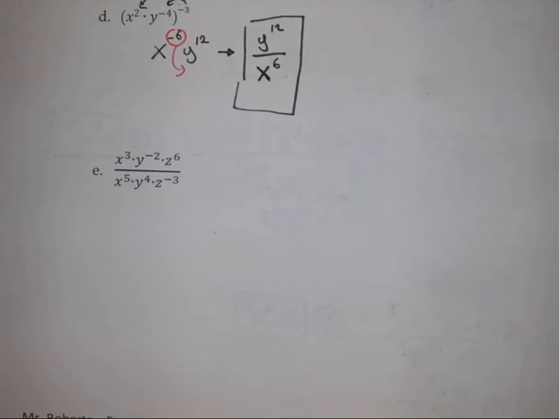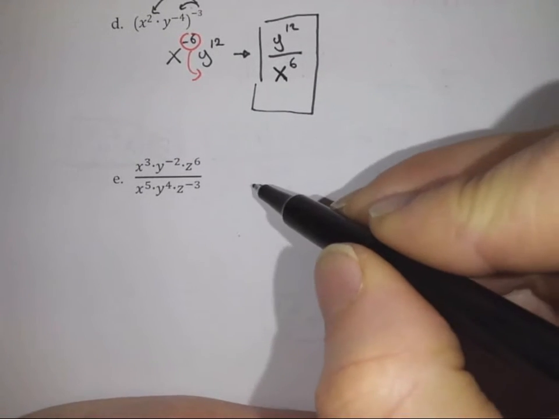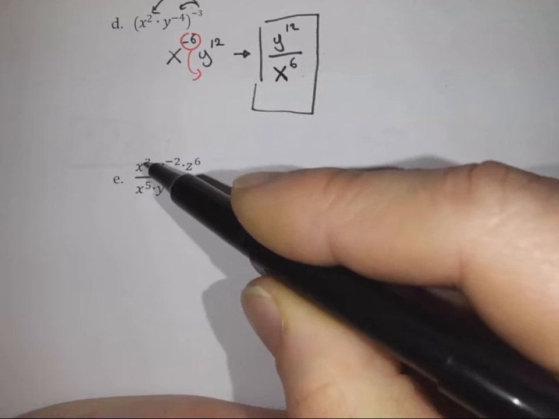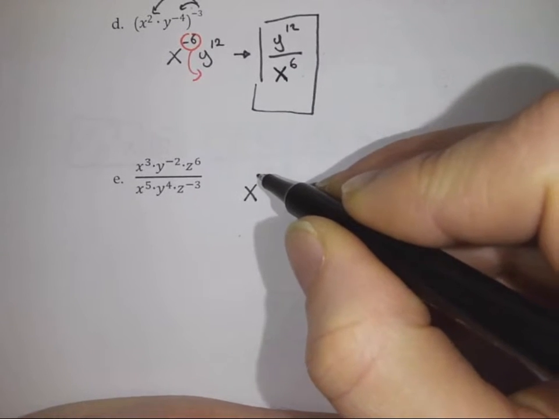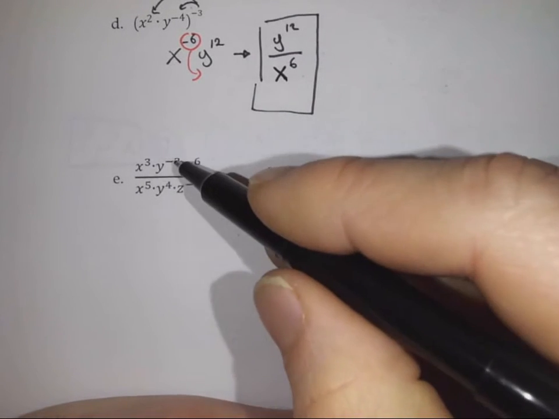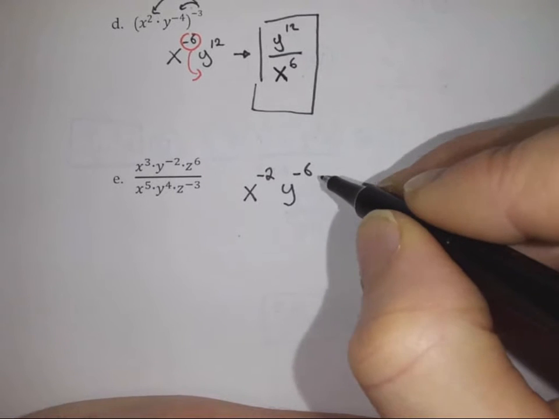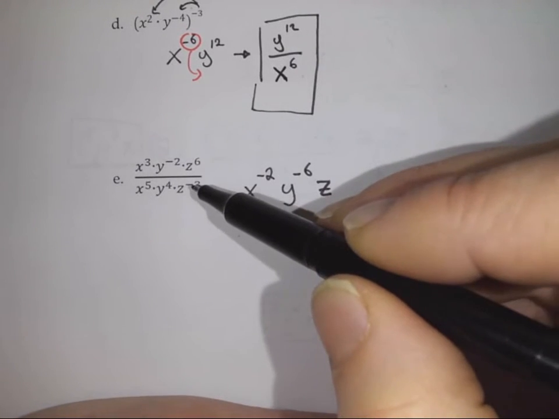All right, I'm actually going to just do a division of each of these steps first. So I'm going to do x to the power of 3 divided by x to the power of 5. So that's going to be x to the power of 3 minus 5, which is negative 2. We've got y to the power of negative 2 take away 4, so that's negative 6. And z to the power of 6 take away negative 3.